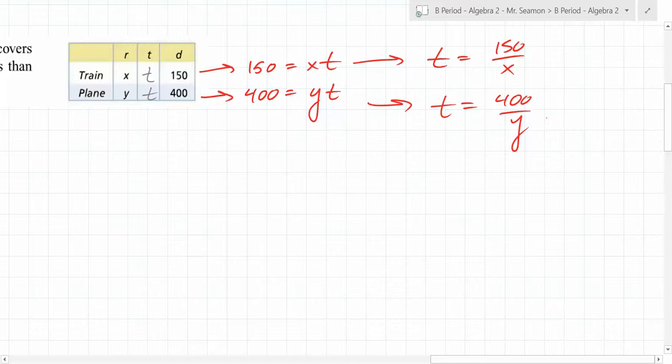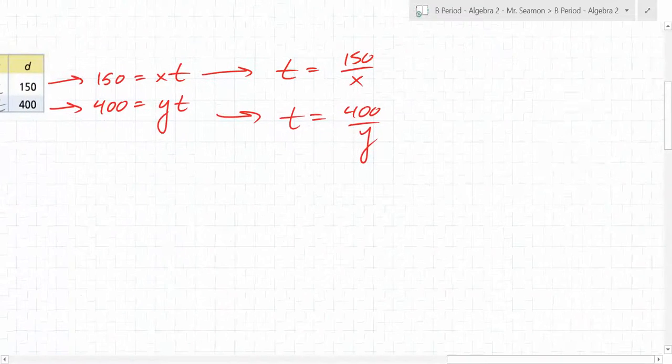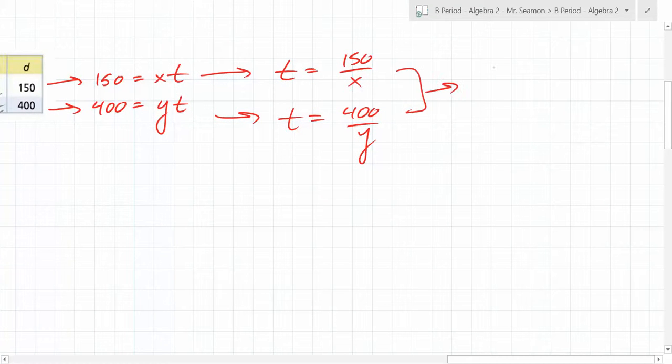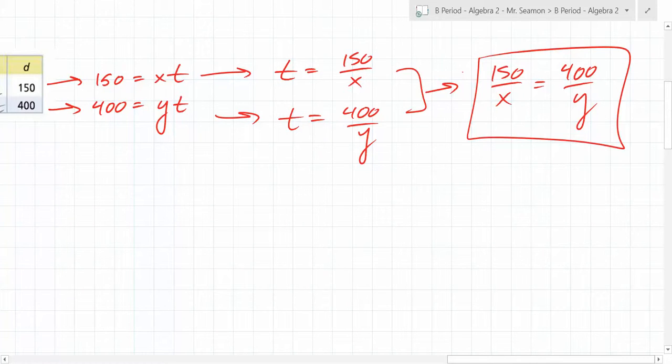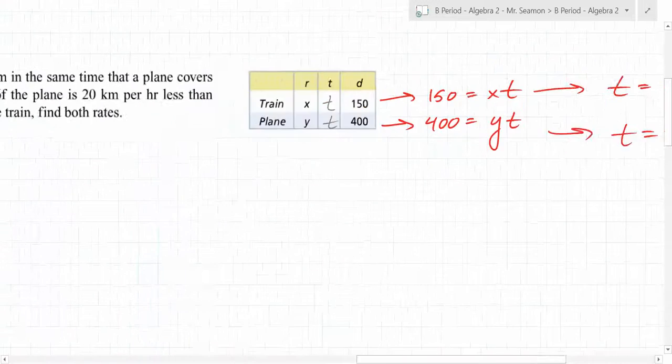Well, if t is equal to 150 over x and t is equal to 400 over y, what do you know has to be true? 150 over x equals 400 over y. That is a relationship between x and y. We now have one relationship between x and y. We have two variables. How many relationships are we looking for? 2. We have one of them. What does it tell you?